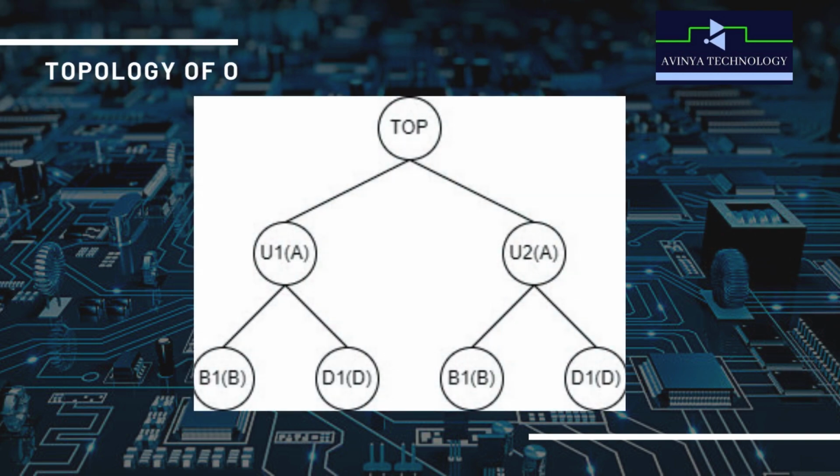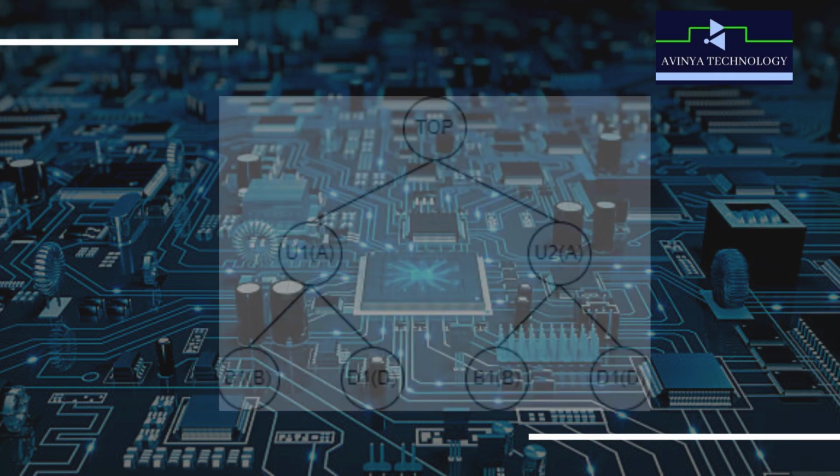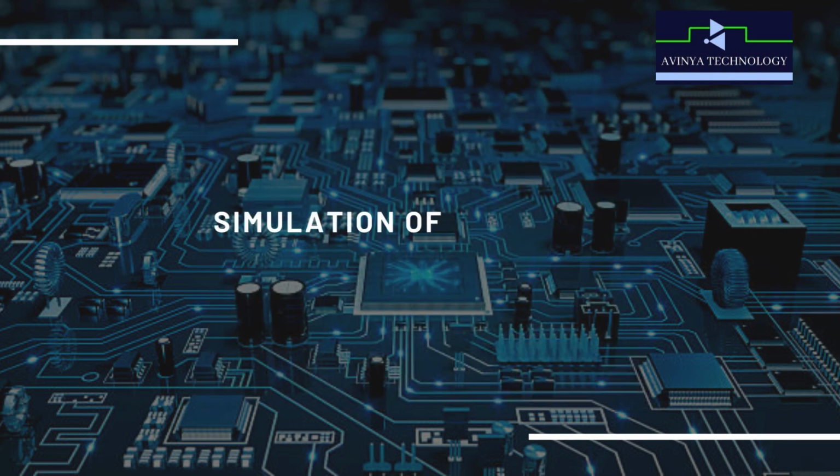Topology of UVM simulation. The given diagram shows the topology of UVM simulation. Here we used three classes which are named as A, B and D respectively. Simulation of UVM.